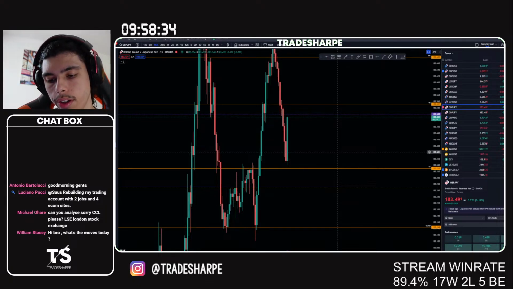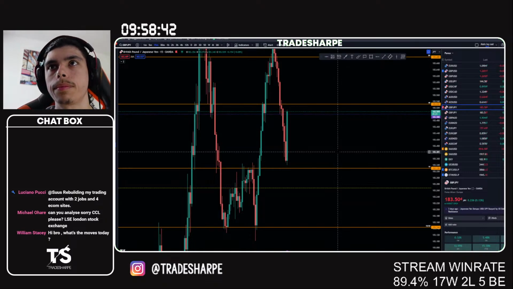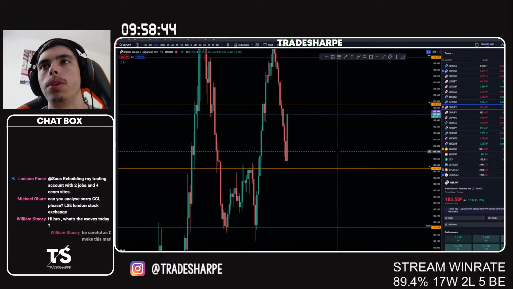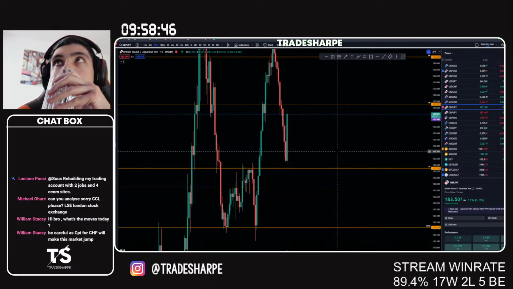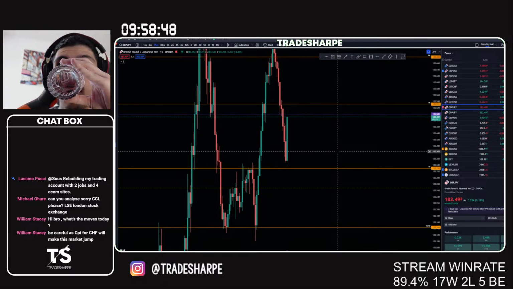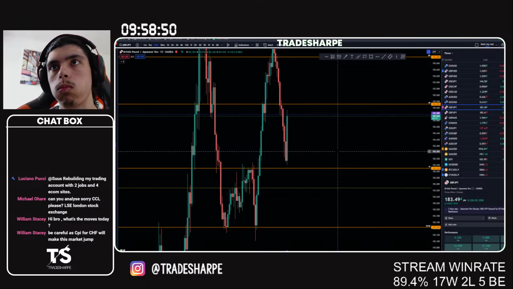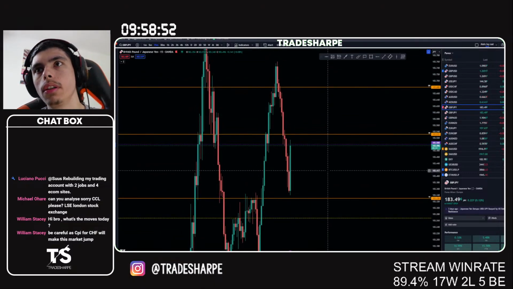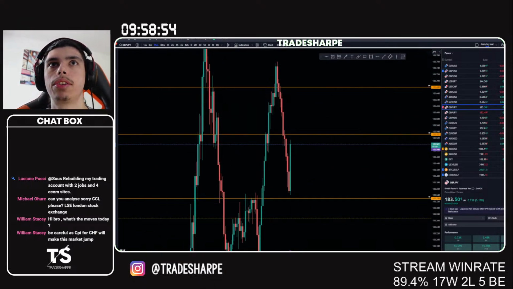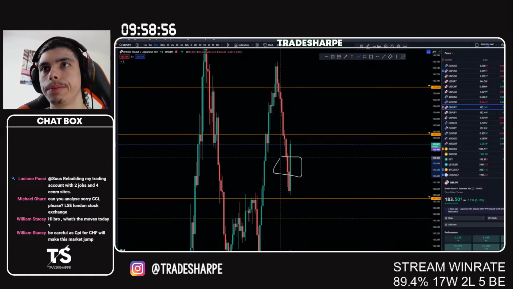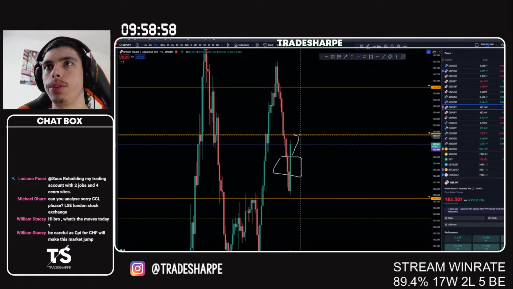Yeah, it's pushing very aggressively here. It's a little bit annoying. Nothing we can do at the moment. So I was hoping for the candle to close somewhere around here, so we could take it to here.